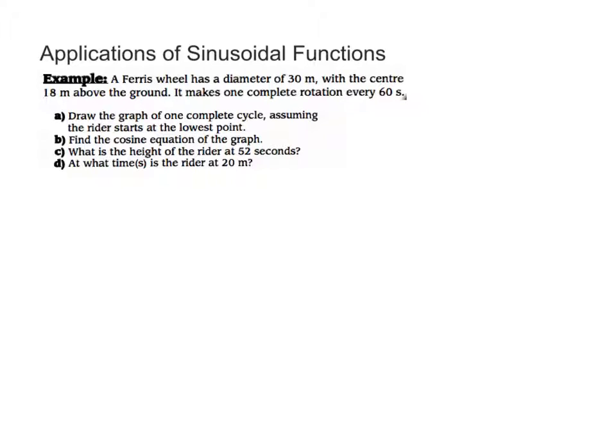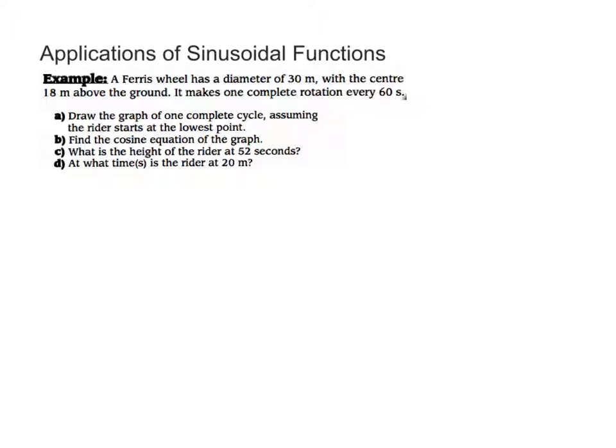A Ferris wheel has a diameter of 30 meters with the center 18 meters above the ground. It makes one complete rotation every 60 seconds. Draw the graph of one complete cycle, assuming the rider starts at the lowest point.